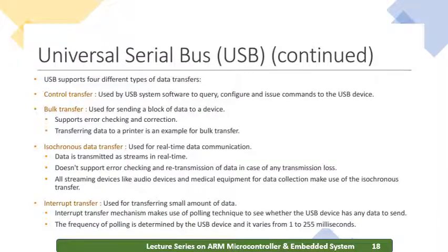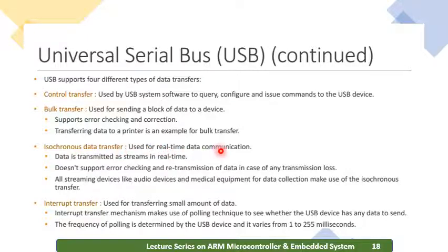So USB supports 4 different types of data transfer. One is called a control transfer. Control transfer is used by the USB system software to query, configure and issue commands to the USB device. Bulk transfer is used for sending blocks of data to the device. It supports error checking and error correction, and sending data to a printer is an example of bulk transfer.